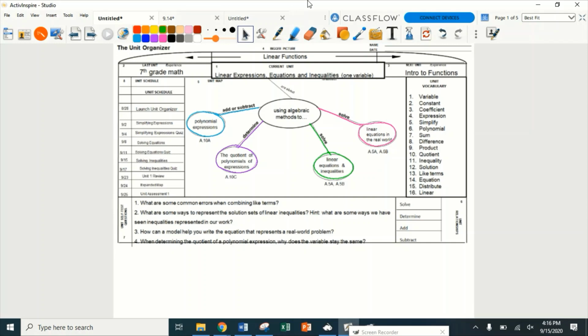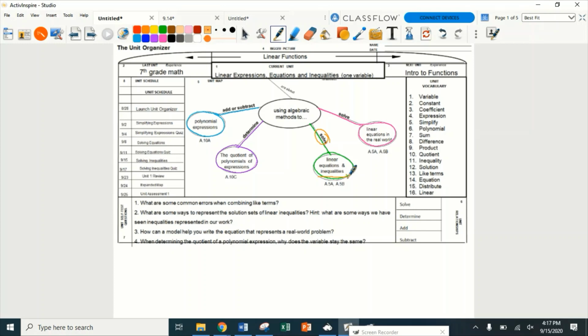So far in this unit, we have learned how to add and subtract polynomial expressions. We've learned how to determine the quotient of polynomial expressions. We've written and solved linear equations. And this week, we were talking about how to solve linear inequalities. So we have a quiz today.